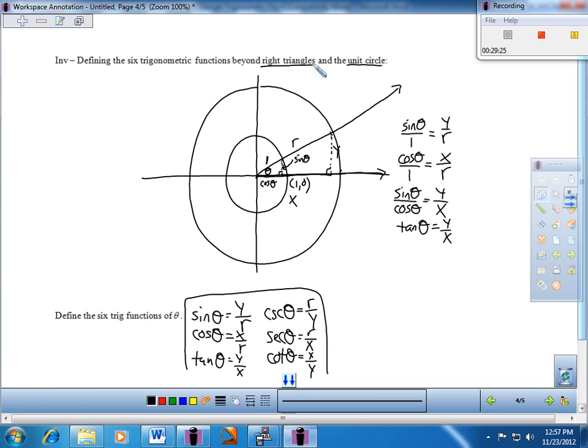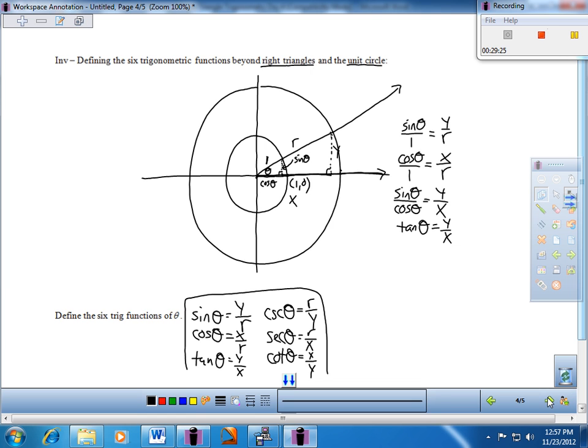Okay, so any questions with that, please don't hesitate to ask. But you do need to know those 6 really well. Basically, it comes down to every angle has 6 ratios that goes with it. And those 6 ratios are based on 3 components, everybody: the horizontal distance, which is x, the vertical distance, which is y, and the direct distance, which is really r, the radius of the circle.